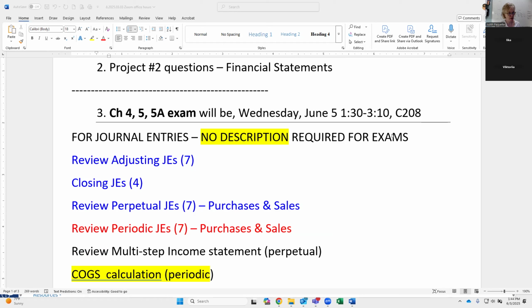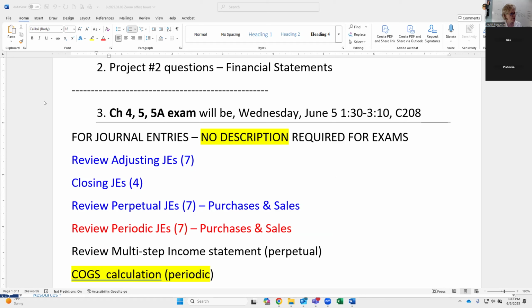You guys have a lot, and I mean a lot, of adjusting entries this time. So I want to go over the accounts with you real briefly, because Victoria just asked, how do you keep the debits and credits straight? It's something you'll be working on this whole quarter, but this is the test where you want to try and get it right. So you have 7 adjusting journal entries to study. You have 4 closing journal entries to study.